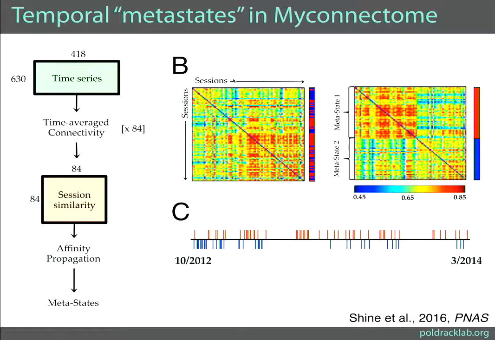So this is the connectivity between sessions. It's ordered by sessions. This is the same data ordered by those two meta states. You see this one labeled in red, we call meta state one. This one labeled in blue, we call meta state two. And this is the timeline showing that the meta state two stuff happened more earlier in the study compared to late, but still continued to appear throughout the study.